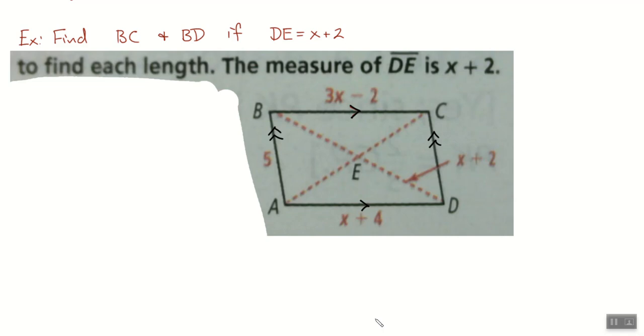3 things that we know are true about parallelograms. What do the diagonals do to each other? Can't use that. I mean, I could. I know that this is also x plus 2, but I don't know that that does anything for me. But it is true. What do the opposite angles of a parallelogram do?